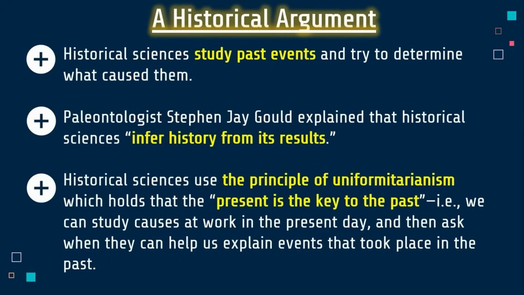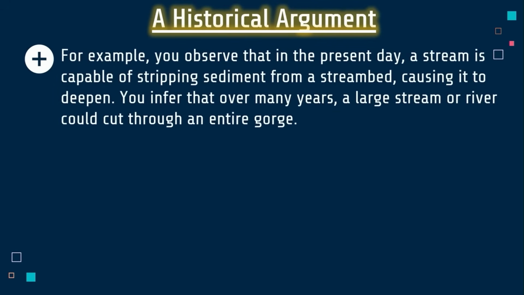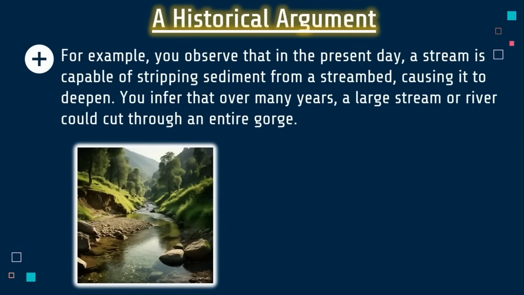Historical sciences often use what is called the principle of uniformitarianism. This is an idea that says that the present is the key to the past. Basically, we can study causes that are at work in the world around us in the present day, and then ask whether those causes can help explain events of the past. Let me give you an example from my own field of geology of how this can work. Let's say that you observe in the present day that a stream is capable of stripping sediment away from a stream bed. And over time, you observe that each year, this stream bed gets a little bit deeper. So you make this observation in the present day that water flowing through a stream bed is capable of stripping away sediment from a stream bed.